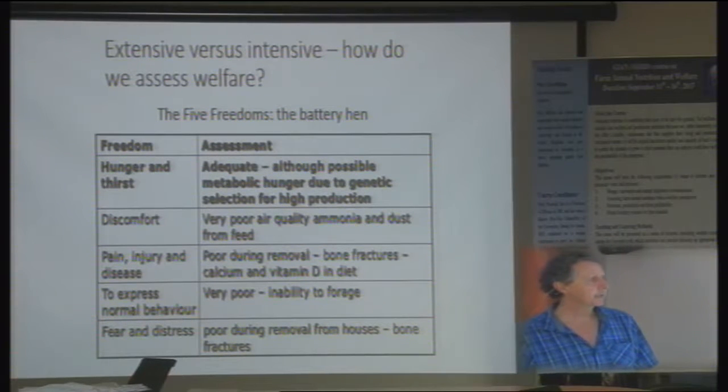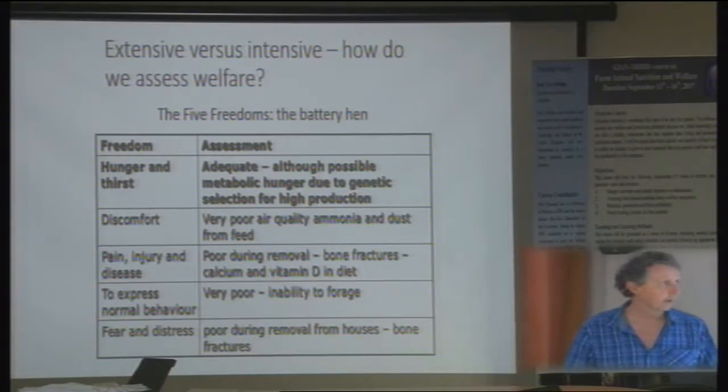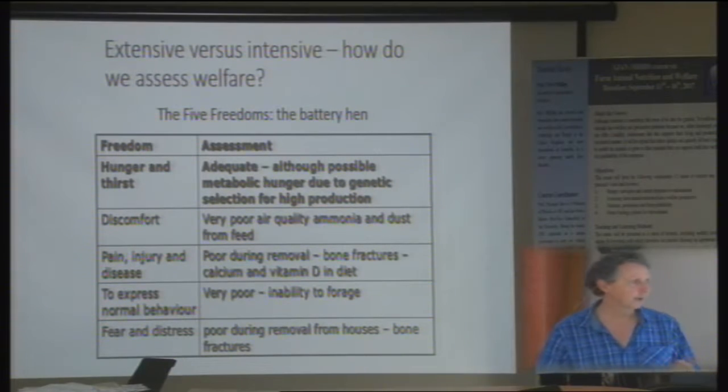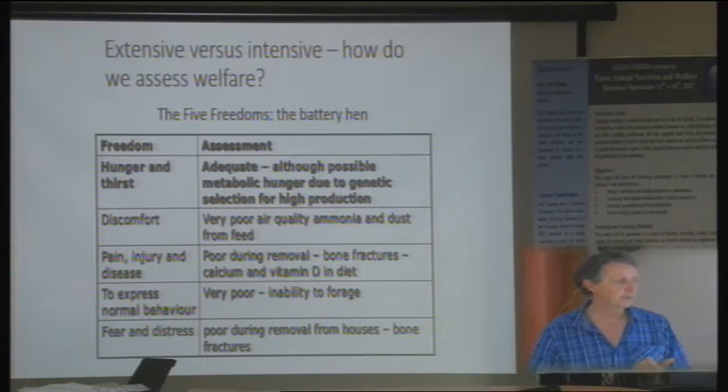So how do we assess welfare of very extensive groups? If we consider the battery-caged hen in relation to hunger and thirst, we might say that for the most part they're not hungry, they're not thirsty, but it's possible that there is metabolic hunger because they're short of calcium, quite likely.